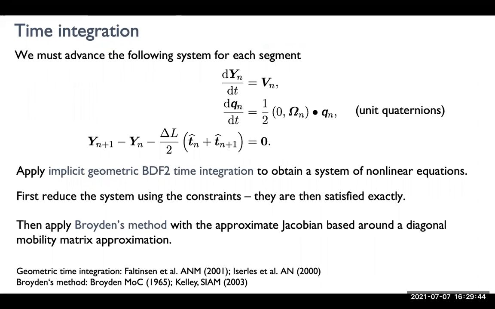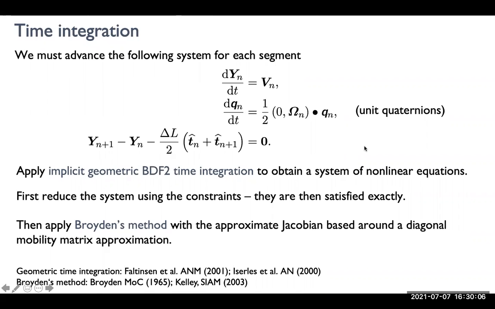Okay, so we have our force balance. That gives us a low Reynolds number mobility problem. We solve that to get our velocities and our angular velocities, and that allows us to update our positions and our quaternions for each of the segments.